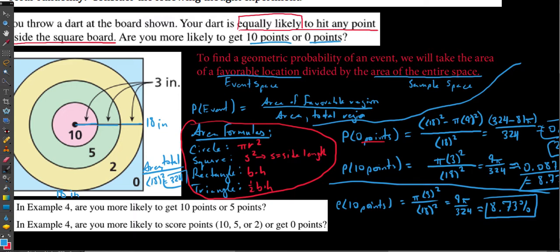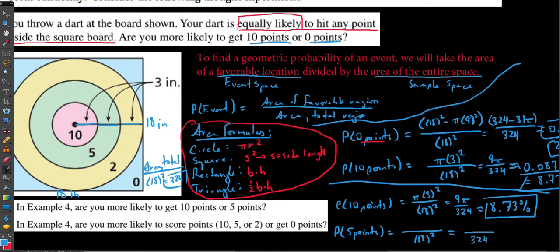The question now is, are we more likely to get 10 points or 5 points? Well, just using my common sense here, I think that 5 probably takes up a little bit more area than the 10. But let's go ahead and take a look at this algebraically here. So 5 points, are we more likely to get it? Now the thing is, it's still out of the total sample space, which is this area of our square that is 18 by 18 on its side.